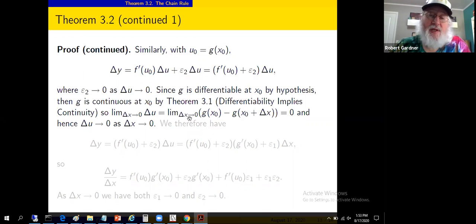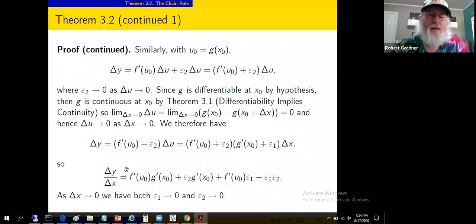If it's continuous, I can substitute in delta x equals 0. Continuity means you can evaluate limits by substitution. Substitute in delta x equals 0. We're left, of course, with g of x sub 0 minus itself, so we get a 0 out there. So we do have delta x approaching 0, implying delta u approaches 0. Delta u approaches 0 as delta x approaches 0.